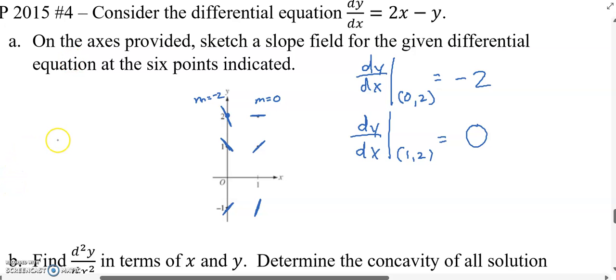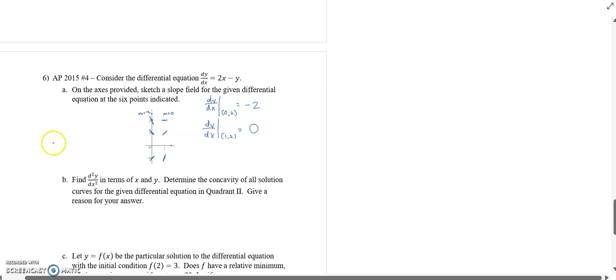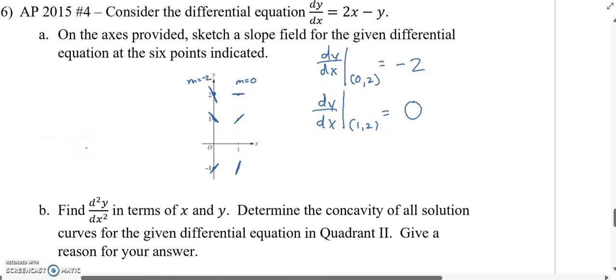Now, part B asks us to find d squared y dx squared in terms of x and y. So how does that work? Well, that's the second derivative. So let's start by writing down the first derivative. That's dy dx equals 2x minus y.